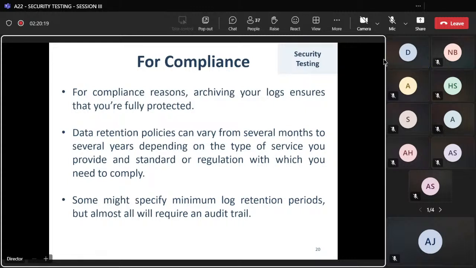Some might specify the minimum log retention periods. Almost all will require an audit trail, so that if there is a requirement, they can review those logs and make an analysis on them.